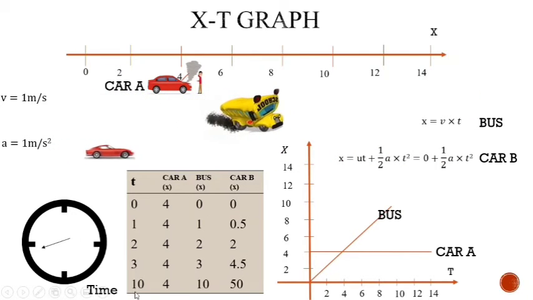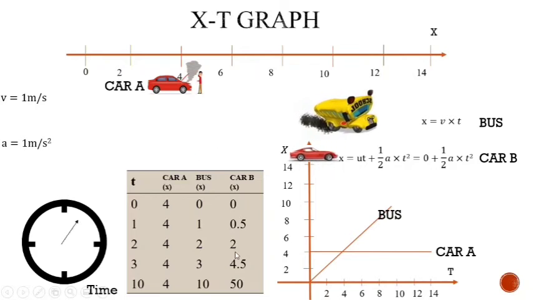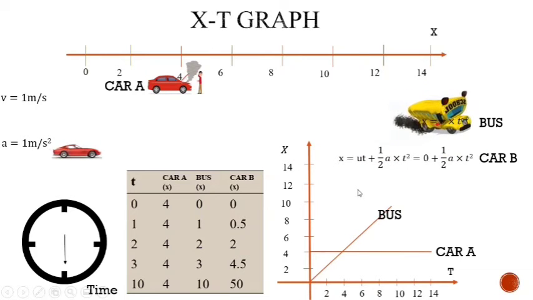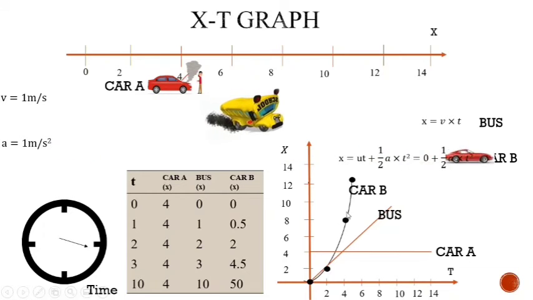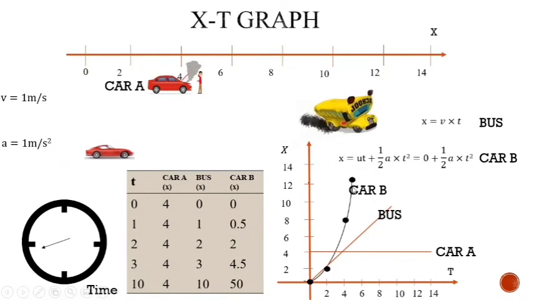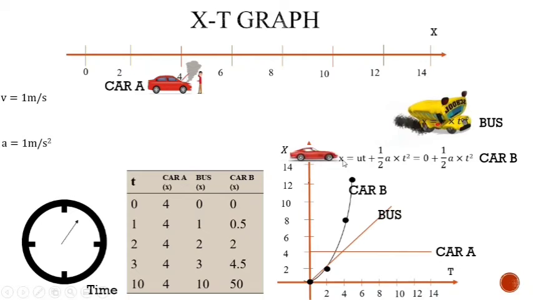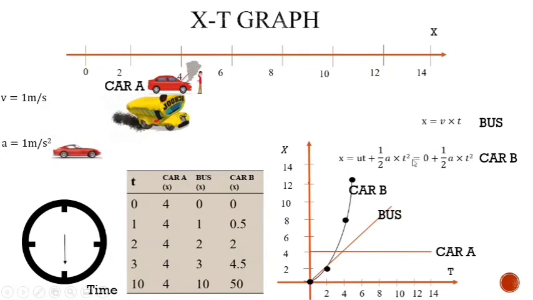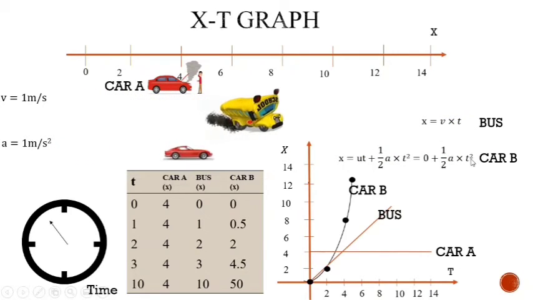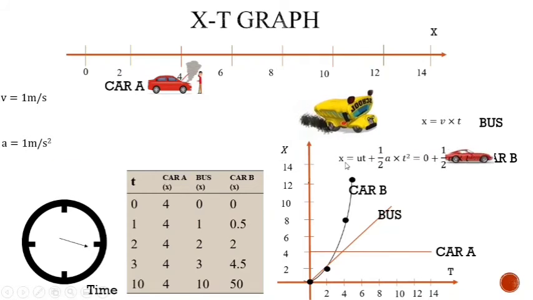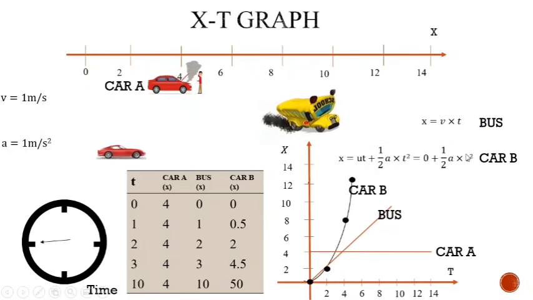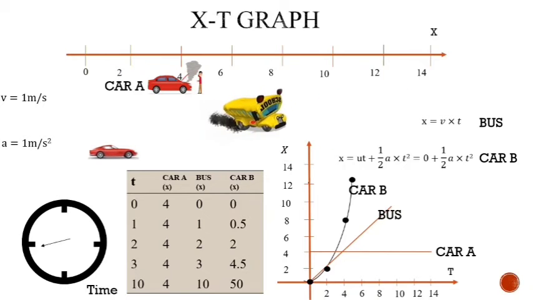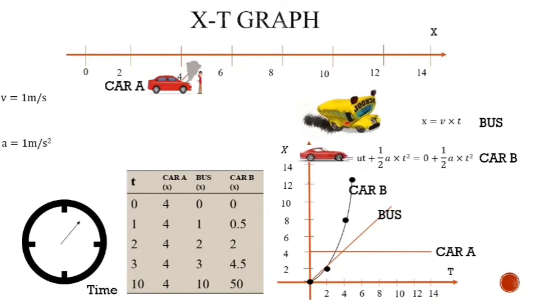And if you try to represent this particular motion on the x-t graph, you will get a curve, not a straight line, because this is an accelerated motion. Also you can see that x equal to ut plus half at square is equal to half of at square. That means displacement is directly proportional to t square. This is a quadratic or second degree equation. The second degree equation is always a curve.